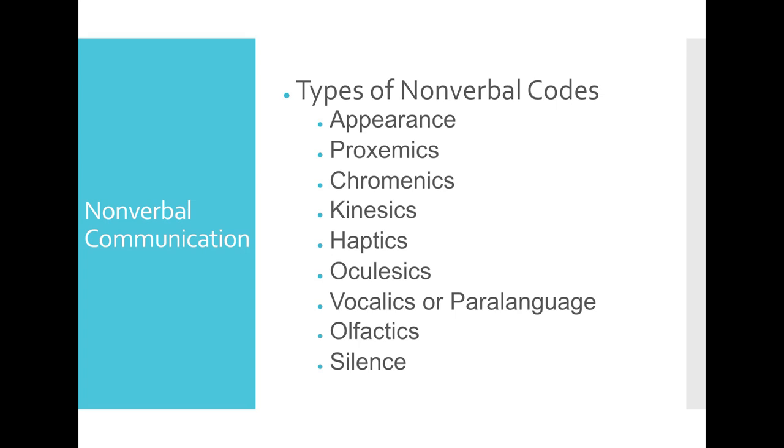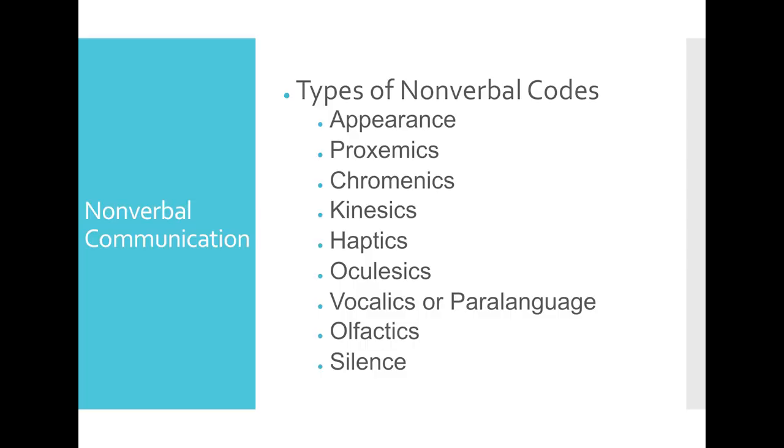Next, we have oculesics. This refers to eye movement, our gaze, and pupil dilation. In eye contact, it can show our sincerity, our honesty, our politeness, and even power relations. So we have these terms: we look up to someone higher or look down on others. Next, we have vocalics. This is our tone, the speed or rate of our speech, the volume, the pitch, the quality of voice. It also includes vocalizations or fillers, and other fillers that you use when you don't have any words anymore.